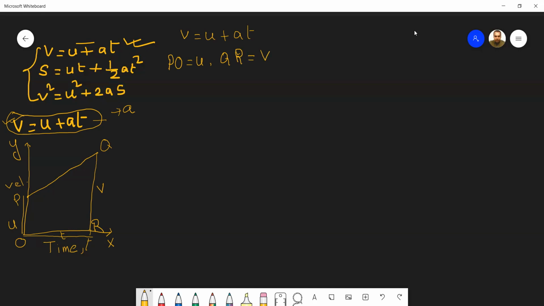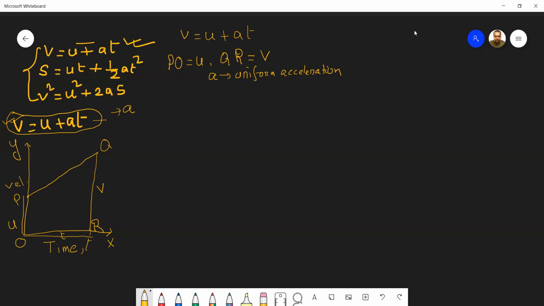And the acceleration is A. There is a uniform acceleration. I mean, the velocity change of the body is constant with time, and that is the acceleration which is given by A. So the velocity of the body changes at a uniform rate of A. Uniform acceleration. So the initial velocity is U, as represented by OP.